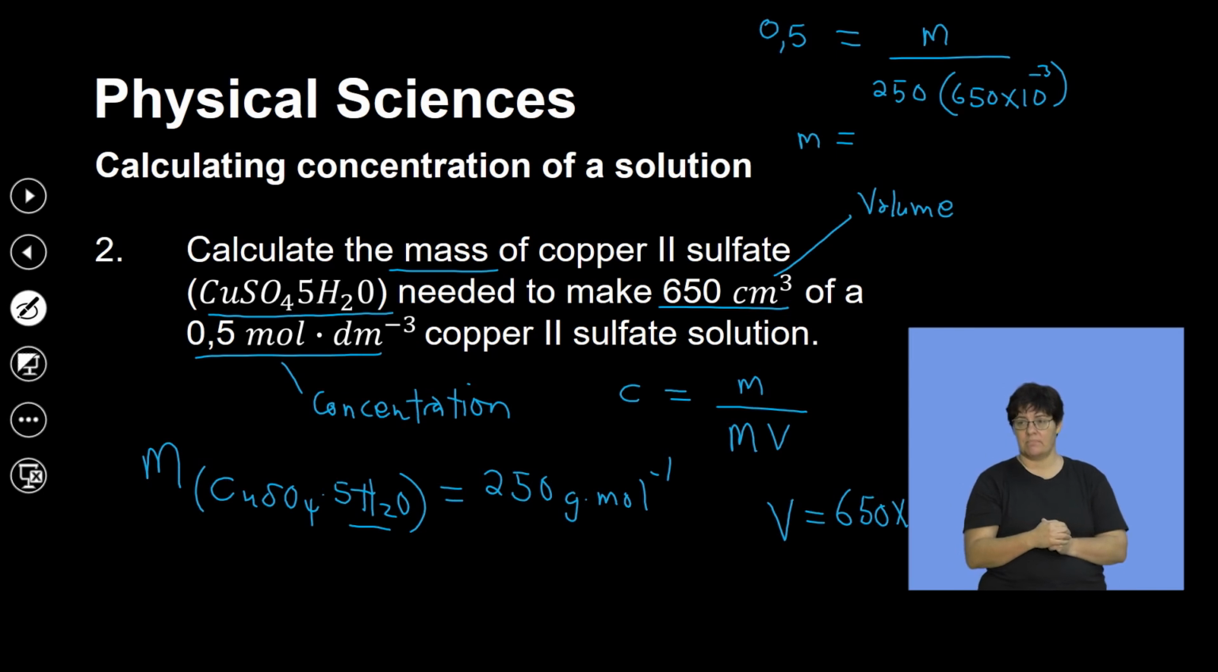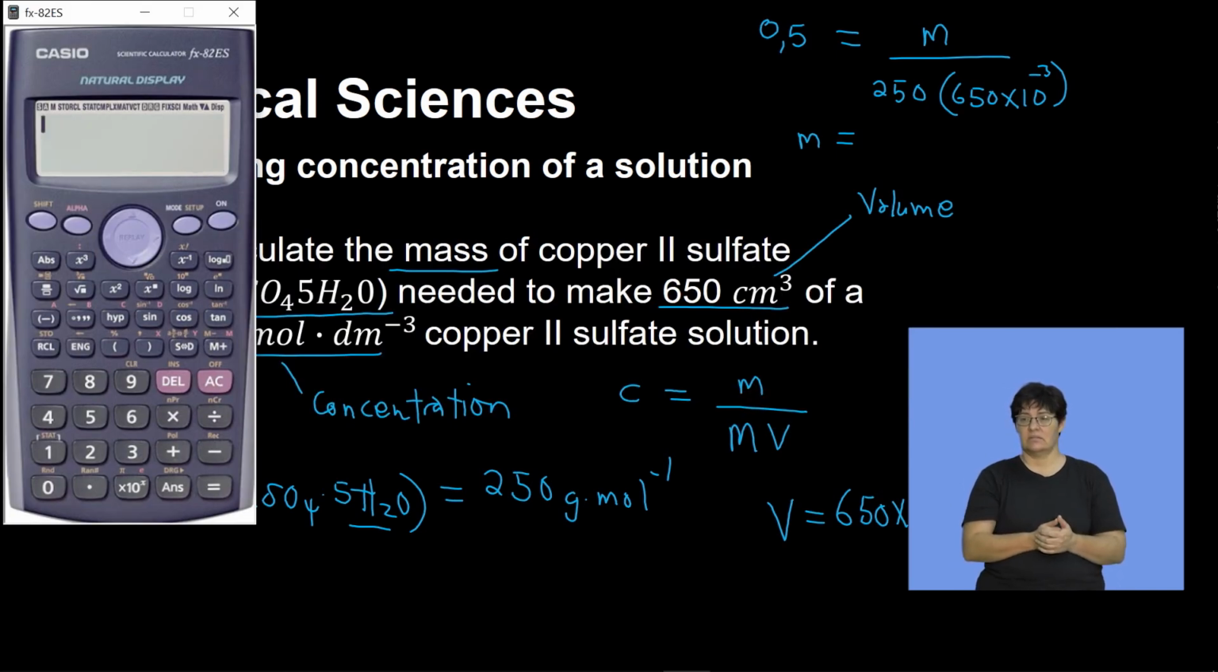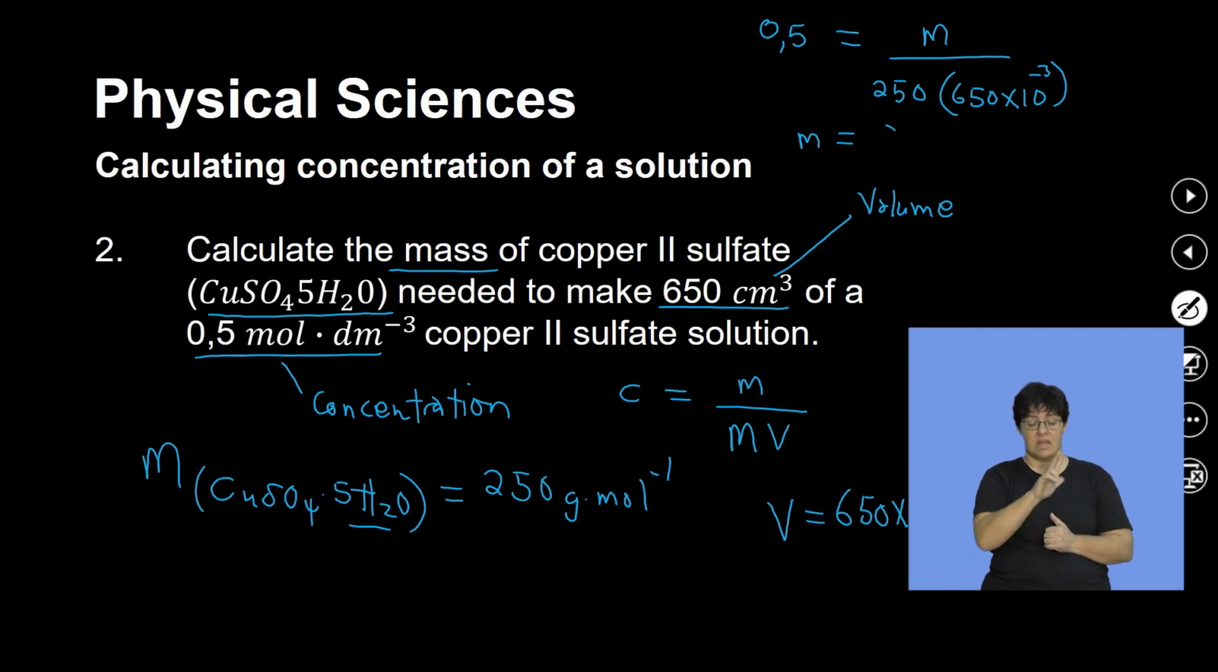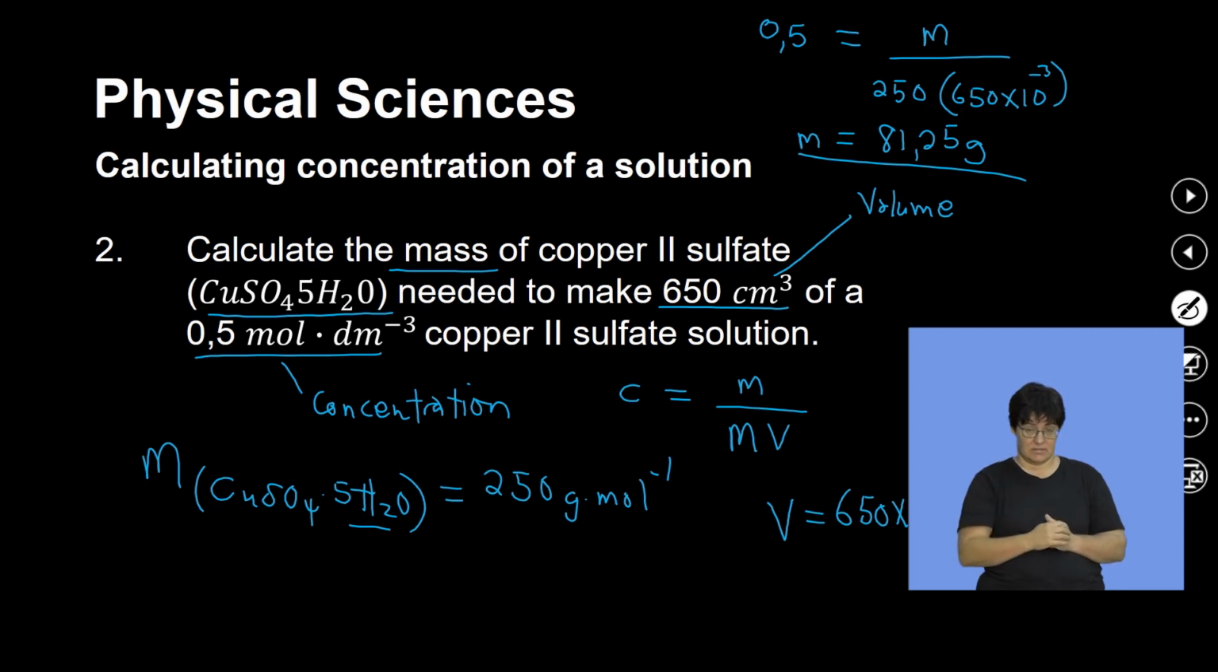Then if we go to the calculator just to get that value, now this is the maths part, okay? It says here 0.5, that's the concentration, multiplied by the molar mass, which is 250, multiplied by the volume in cubic decimeters, which is 650 times 10 exponent negative 3. What does this give us? It gives us a mass of 81.25. So in other words, 81.25 grams of the copper sulfate must be dissolved to form a solution of a concentration of 0.5. So we can work either way.